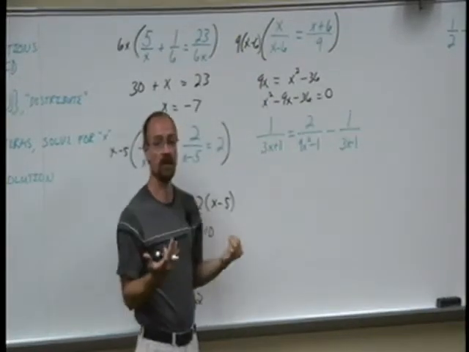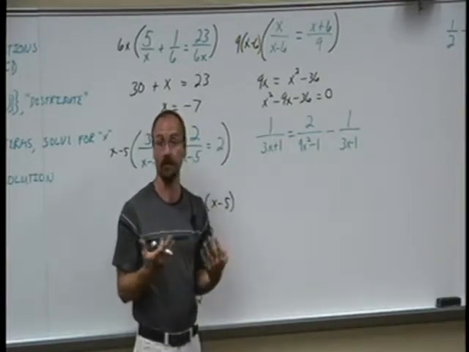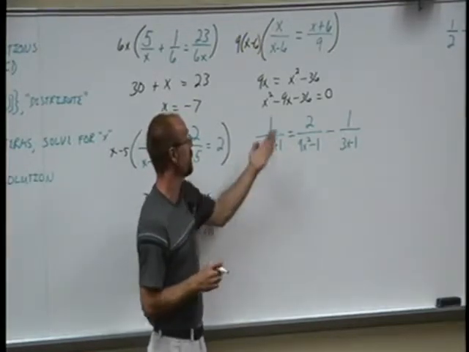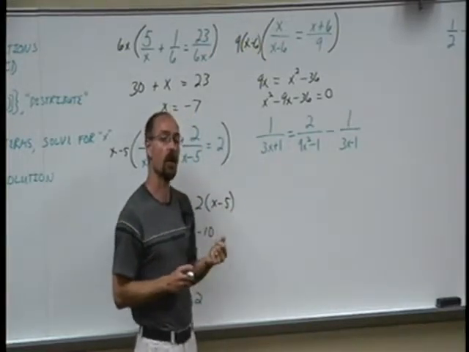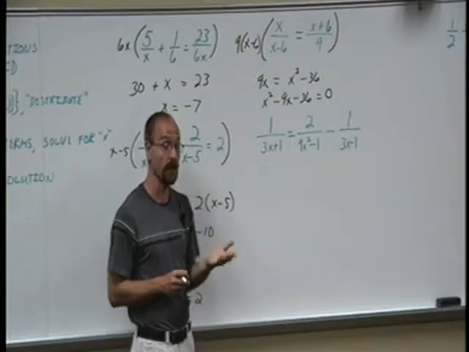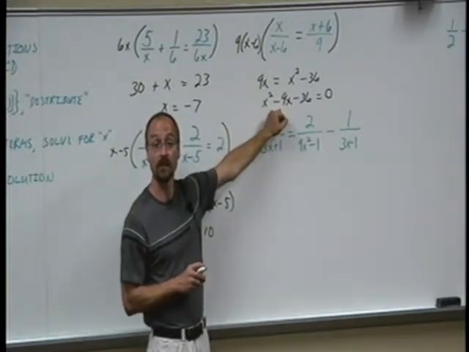Well, if you don't see it right away, you could say, well, I know the factors of negative 36 are 6 and 6, but they don't have a difference of 9. 9 and 4 are factors of 36. They don't have a difference of 9. Well, what about 12 and 3? 12 and 3 are 2 factors of 36 that have a difference of 9.